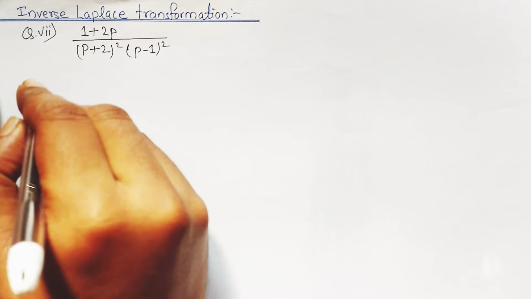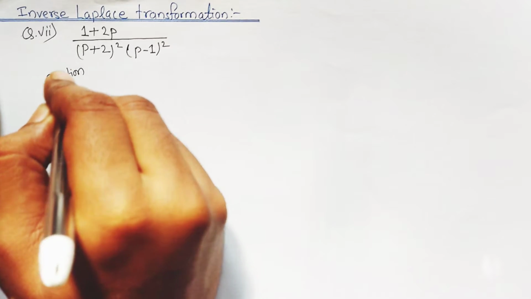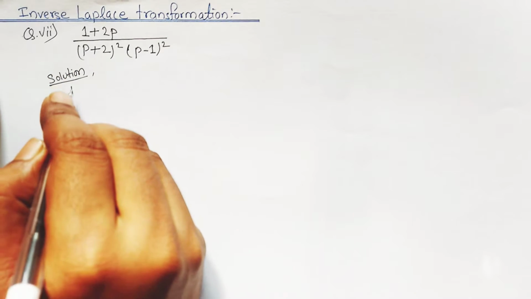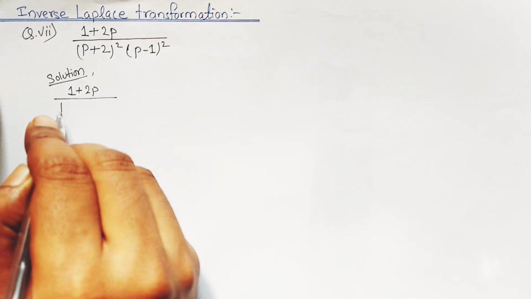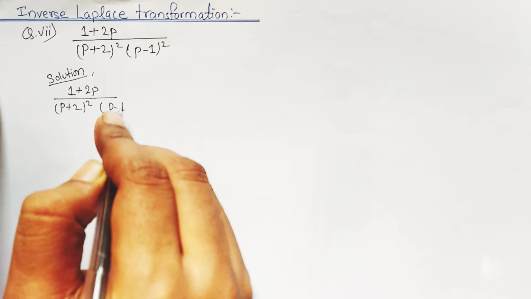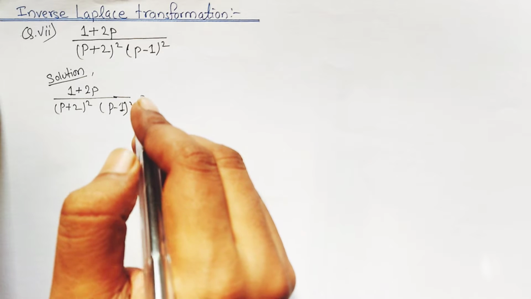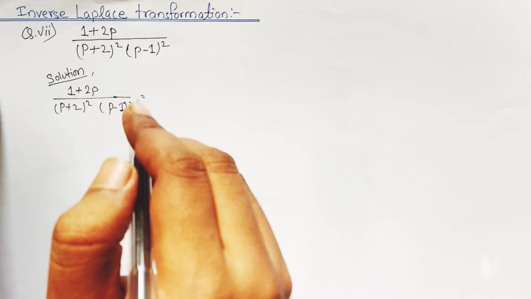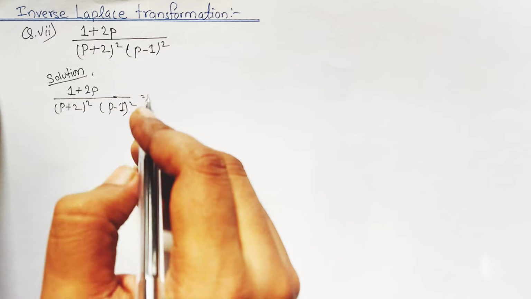So let's write down the solution here and rewrite the question, that is (1 + 2p) upon (p + 2)^2 times (p - 1)^2. Now if you have watched my lecture on partial fractions when the denominator has a repeated linear factor, you can easily solve this.